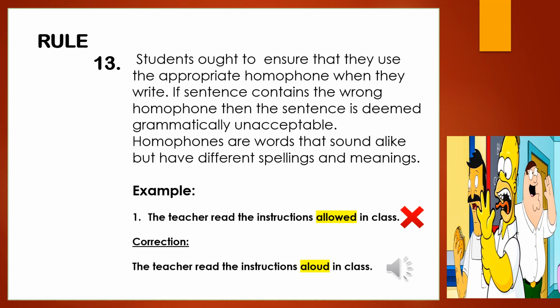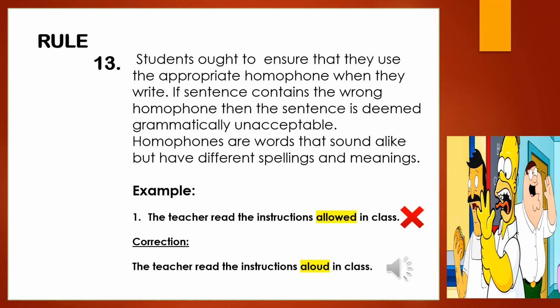Number 13. Students ought to ensure that they use the appropriate homophone when they write. If a sentence contains the wrong homophone, then the sentence is deemed grammatically unacceptable. Homophones are words that sound alike but have different spellings and meaning. Example: the teacher read the instruction allowed, ALLOWED, in class. The correction would be the teacher read the instruction aloud, ALOUD, in class.